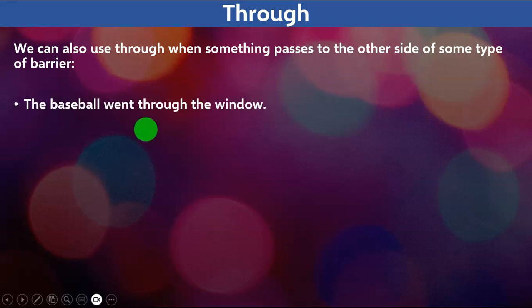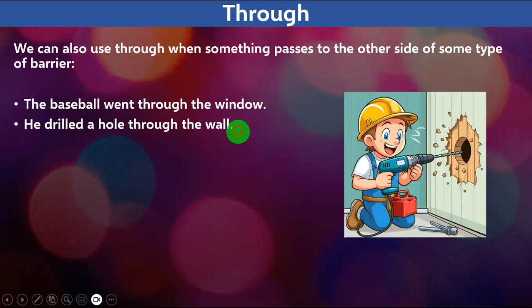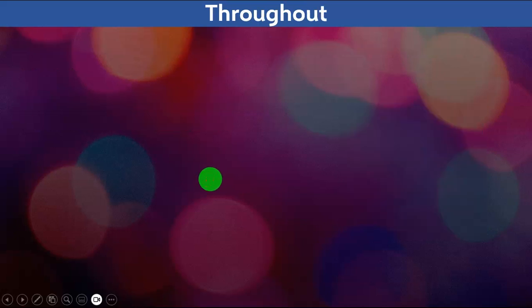The baseball went through the window, right? He drilled a hole through the wall, right? In this case, the barrier is the wall, but this carpenter has drilled a hole, so it has gone from one side to the other, and he can now see the other side. So that is the meaning of the word through. Now let us look at throughout.